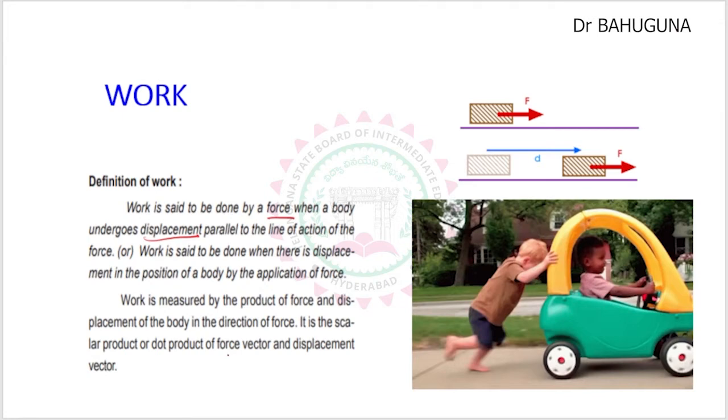Here, you know that force is a vector quantity, displacement is a vector quantity, but work is a scalar quantity. It is a scalar product. The beauty here is they ask, when two vectors are multiplied, can any physical quantity be a scalar quantity? The best example is work. Even though force and displacement are vector quantities, the product is a scalar quantity. So, work is a scalar quantity. By the application of force on the body, if there is a displacement, work is said to be done.